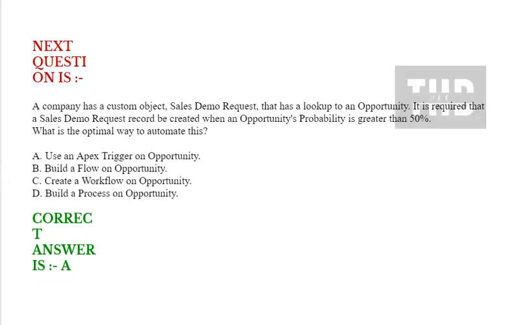Next question is, a company has a custom object sales demo request that has a lookup to an opportunity. It is required that a sales demo request record be created when an opportunity's probability is greater than 50%. What is the optimal way to automate this? Option A. Use an Apex trigger on opportunity. Option B. Build a flow on opportunity. Option C. Create a workflow on opportunity. Option D. Build a process on opportunity. Correct answer is option A.